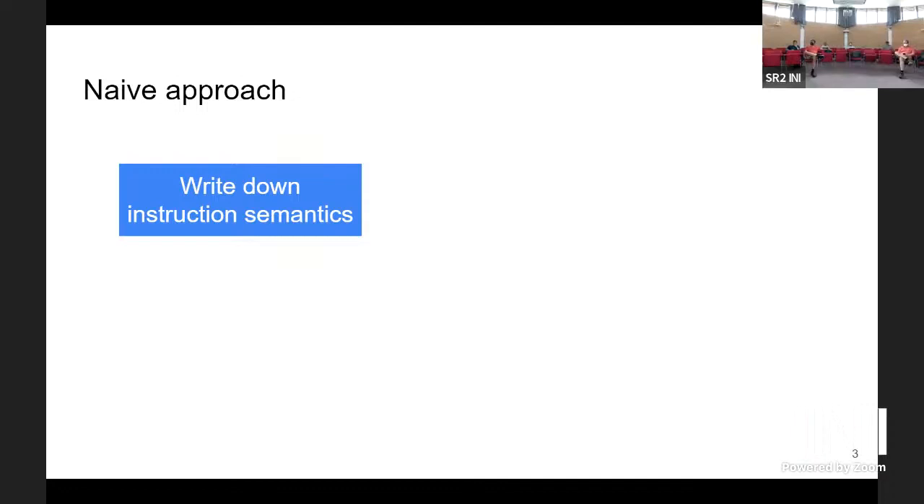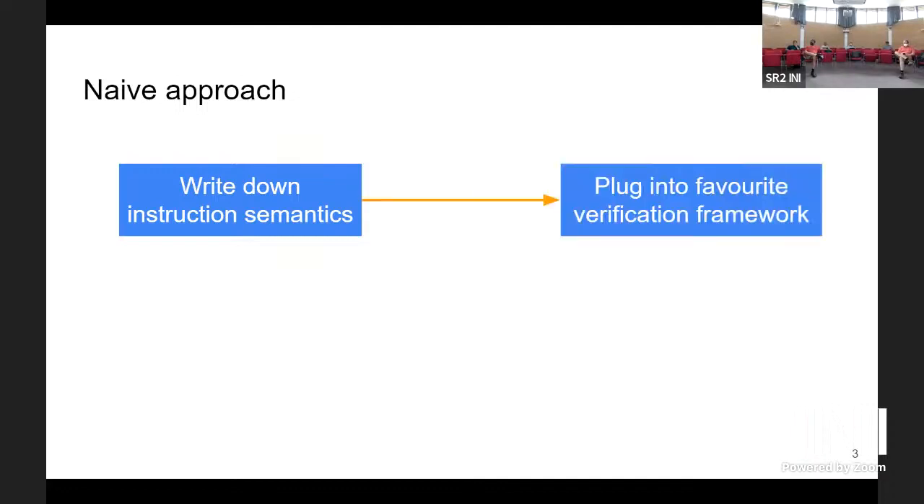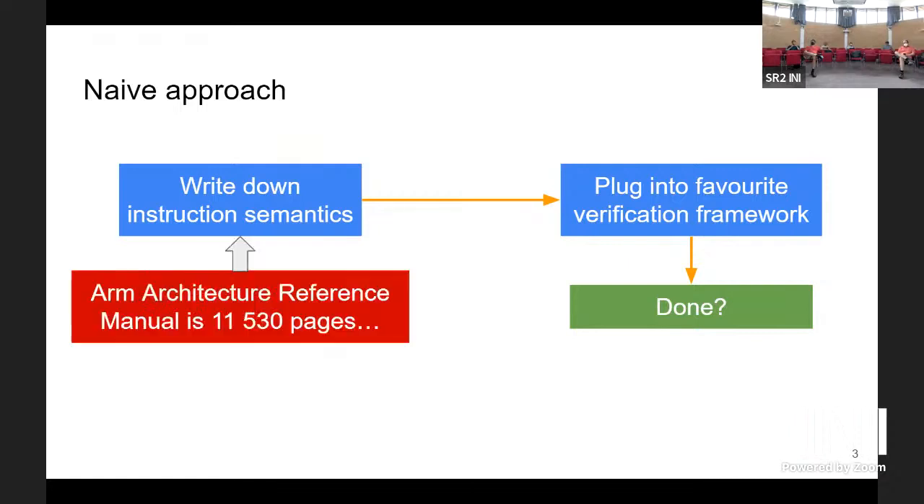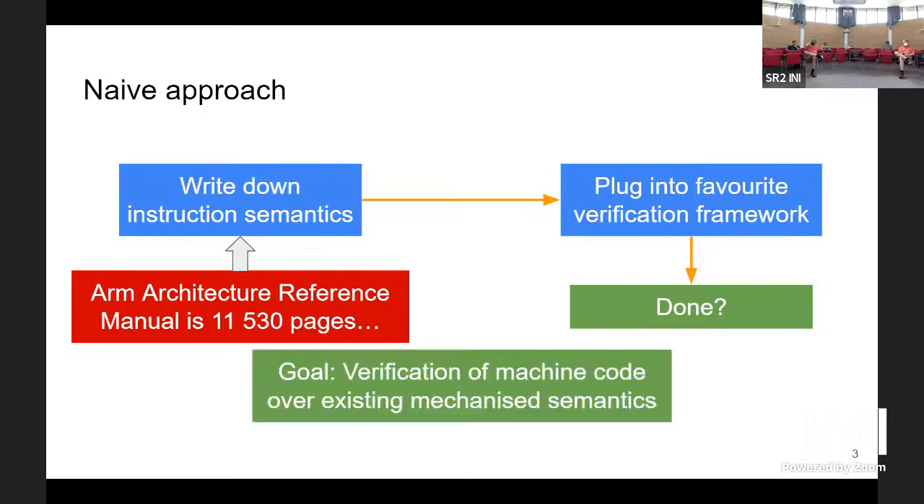Write down your instruction semantics, plug it into your favorite verification framework, Iris or whatever you prefer, and then you're done, right? The problem with doing this for machine code verification is this first step, writing down the instruction semantics. If you look at the Arm Architecture Reference Manual, it's about 11,000 pages long. And I really don't want to be responsible for translating that into code. So ideally, we want to do verification of machine code with respect to some existing mechanization of the semantics.